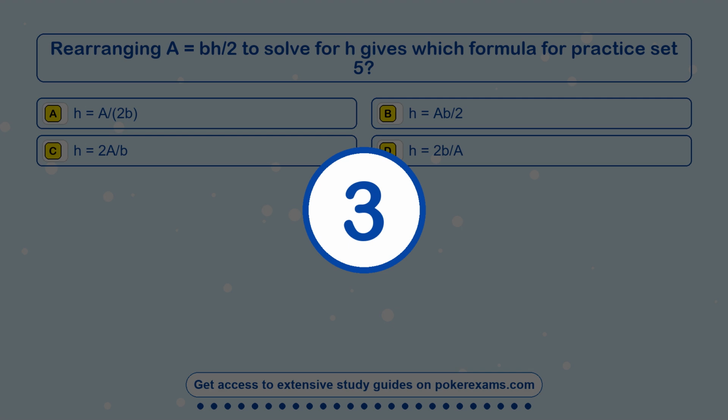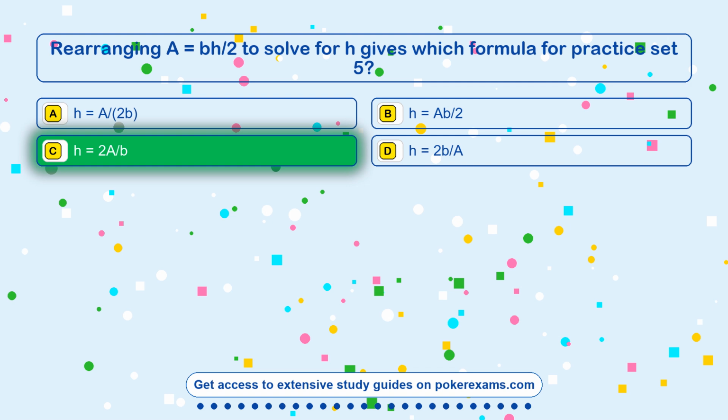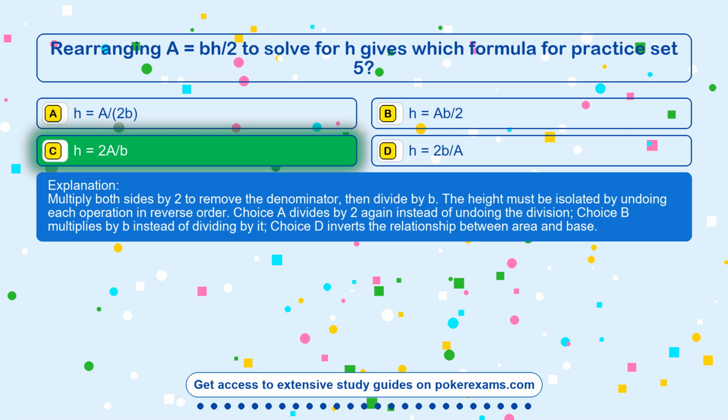The correct answer is option C, h equals 2a/b. Multiply both sides by 2 to remove the denominator, then divide by b. The height must be isolated by undoing each operation in reverse order. Choice A divides by 2 again instead of undoing the division, choice B multiplies by b instead of dividing by it, choice D inverts the relationship between area and base.